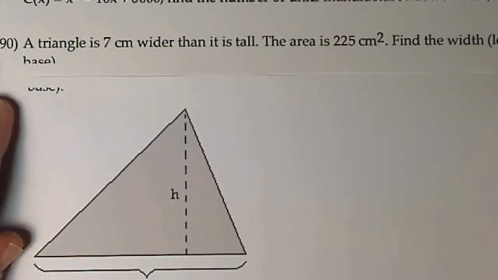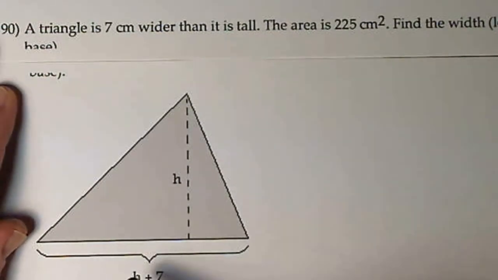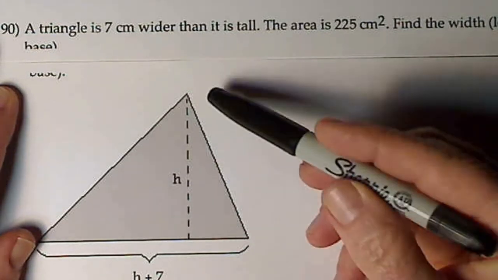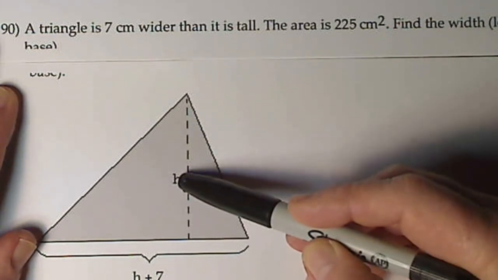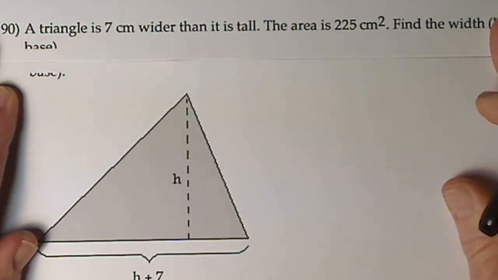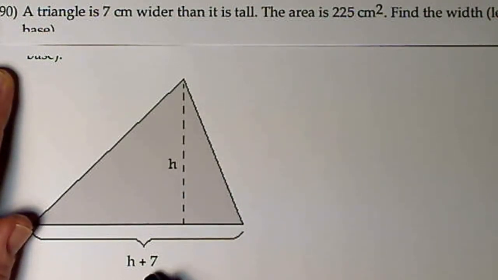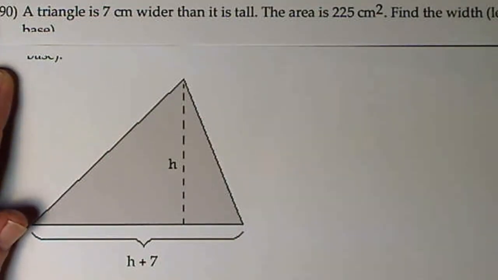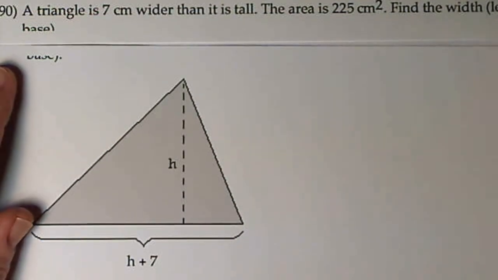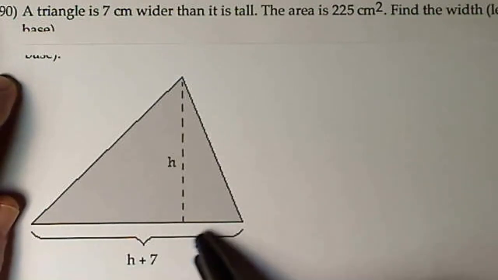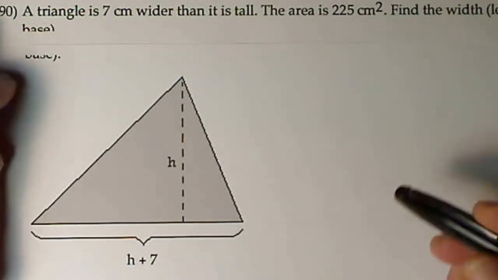All right, a triangle 7 centimeters wider than it is tall. So for the height, they just have h. For the base, they have h plus 7. I need something underneath here. All right, they want us to find the width, which is the length of the base. So they're saying, how long is this base?